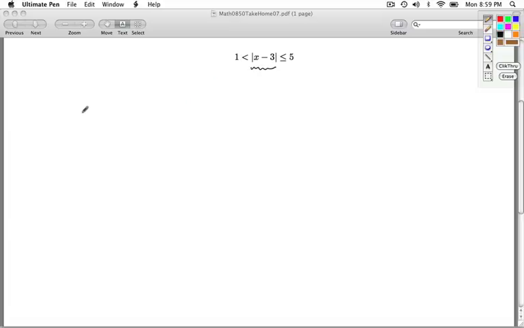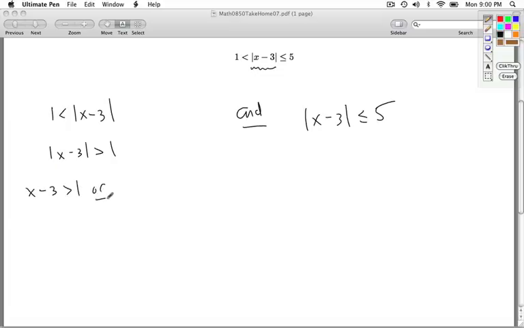So to break this back into a compound inequality, we have 1 is less than the absolute value of x minus 3 and the absolute value of x minus 3 is less than or equal to 5. To solve this first inequality, it might be helpful to rewrite it as the absolute value of x minus 3 is greater than 1. So we have the absolute value of something bigger than 1. So either whatever's in there is greater than 1, or whatever's in there is less than negative 1.